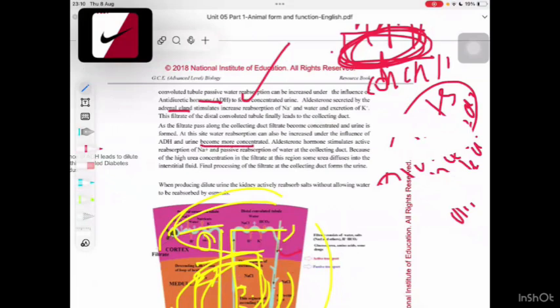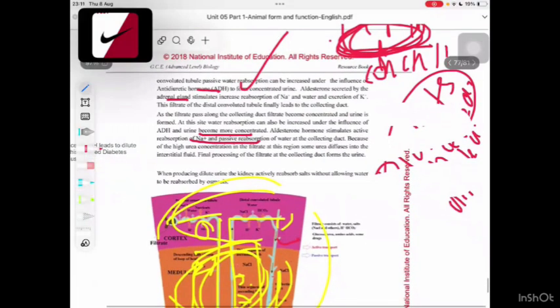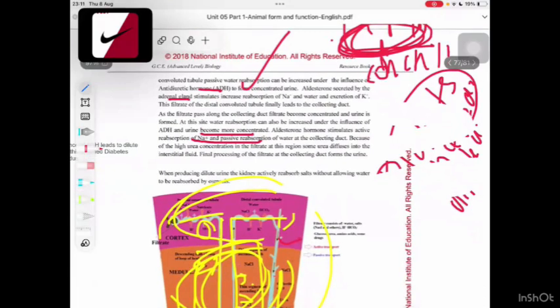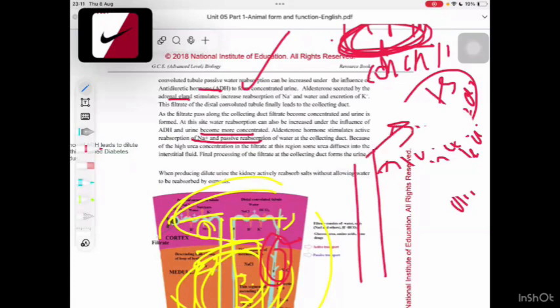So the aldosterone hormone stimulates active reabsorption of Na+ and passive reabsorption of water at the collecting duct, right? This aldosterone also stimulates the passive reabsorption of water. So that means it keeps on getting concentrated. The urine in the collecting duct is highly concentrated. That means some of the urea will diffuse. Some of the urea will diffuse into the interstitial fluid back again.